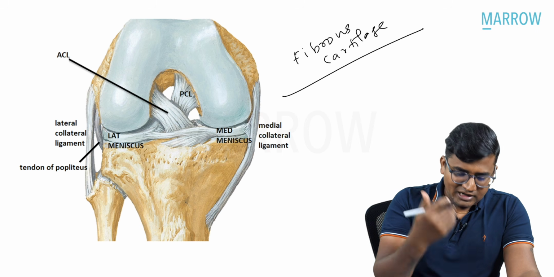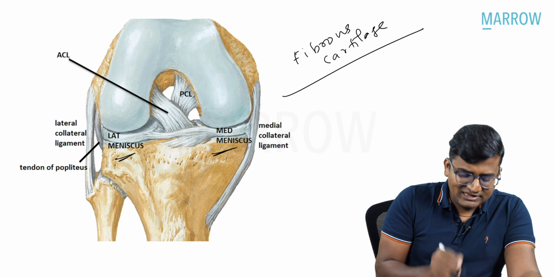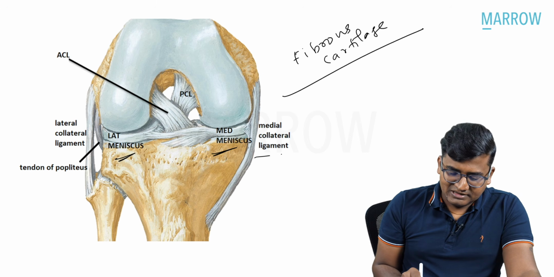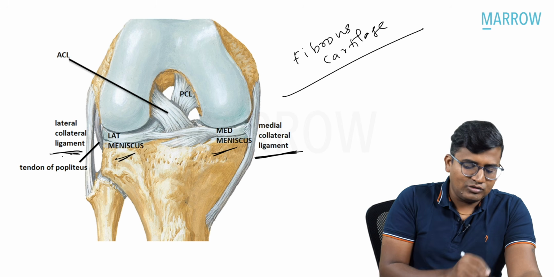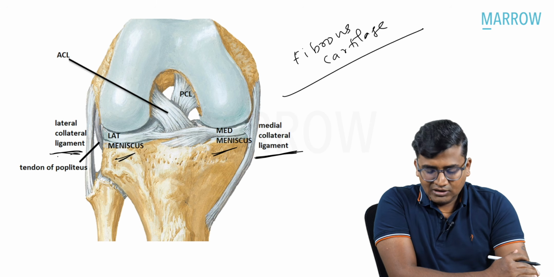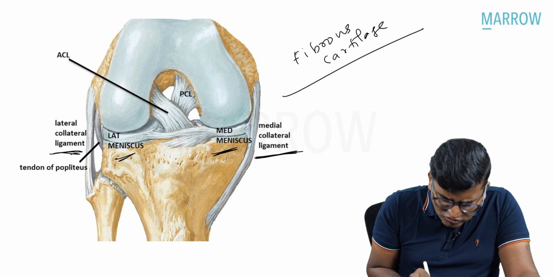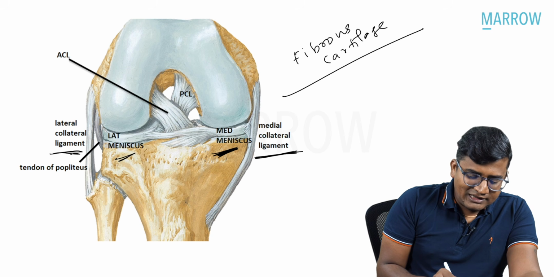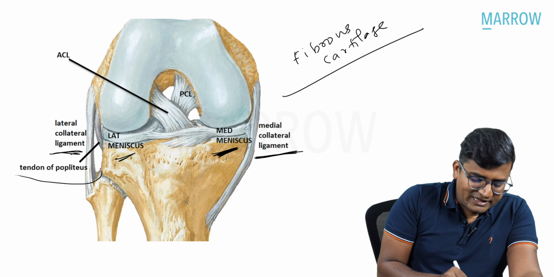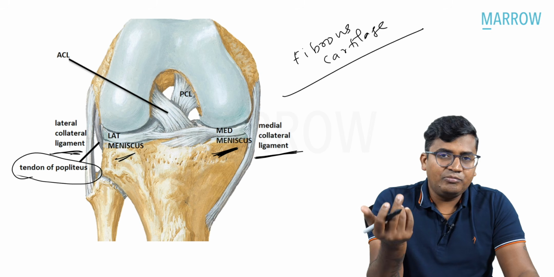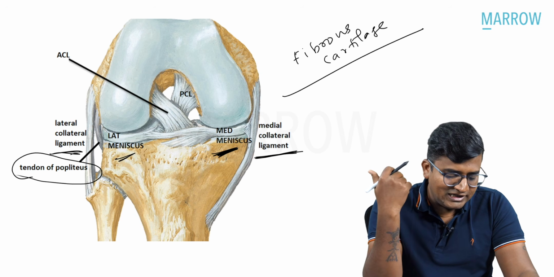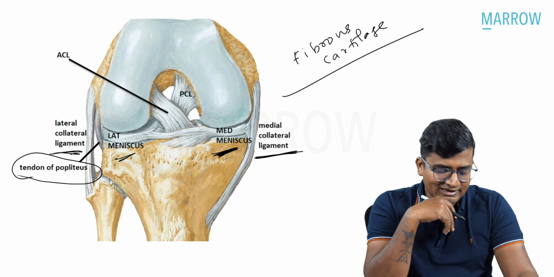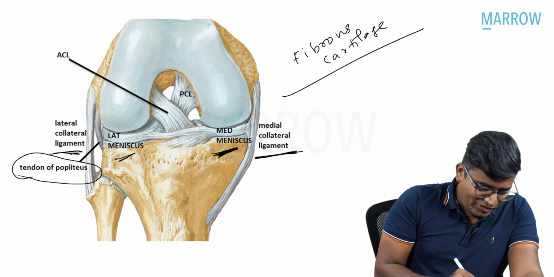Now, between femur and tibia, we have the medial meniscus and the lateral meniscus. Now, on the sides, we have two ligaments, medial collateral ligament and lateral collateral ligament. Medial collateral ligament is closely attached to the medial meniscus. Whereas lateral collateral ligament and lateral meniscus are separated by the tendon of popliteus. So the tendon of popliteus is present between the lateral meniscus and the lateral collateral ligament.